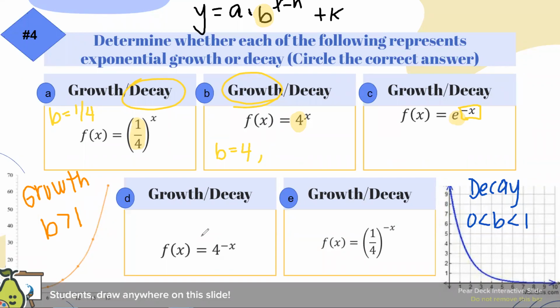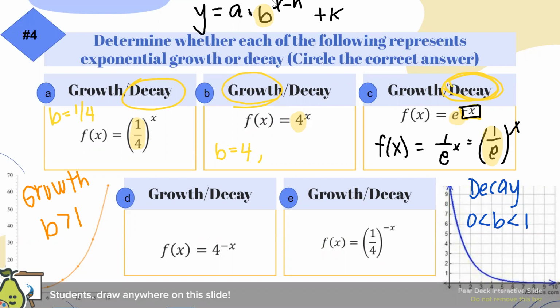If you ever encounter a negative exponent, rewrite the problem so that there are no negative exponents. By properties of exponents, this becomes 1/e to the x, but since the numerator is 1, it's just 1/e to the x. Now we can see clearly that the base is 1/e. That's between 0 and 1. So instead of it being growth like we initially thought, it's actually decay.